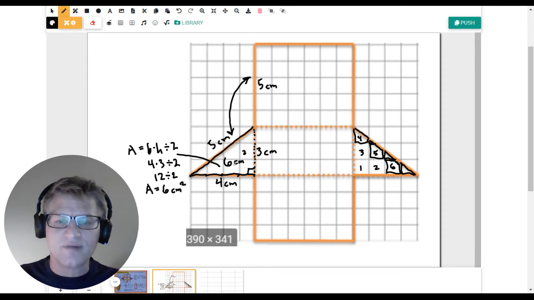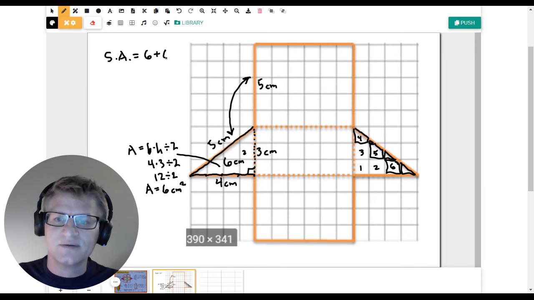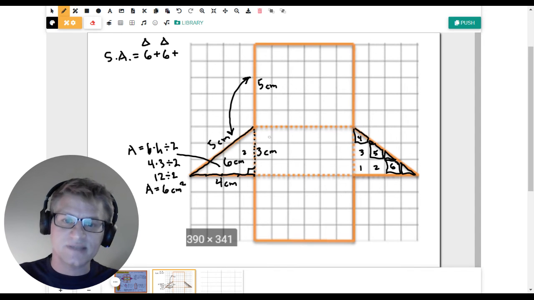So our triangles are the same. So our two sides, when we say triangles, we're going to say surface area. So surface area equals, we're going to say 6 plus 6, right? That's good. And now, those are our triangles. This is our triangle, and this is our triangle. Now we got to add in our rectangles. So let's look at our rectangles.